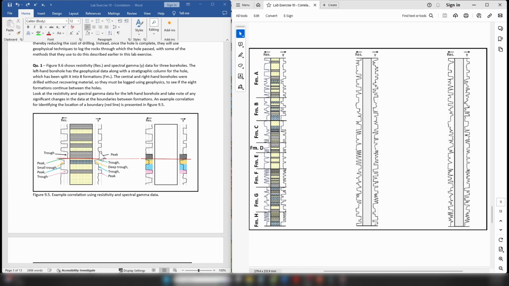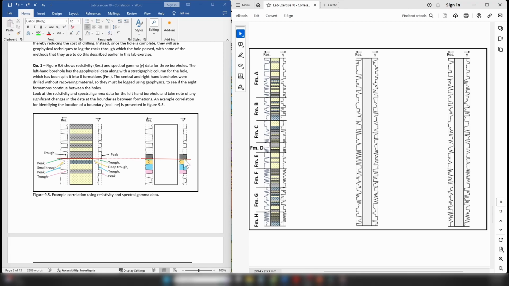And then when you're coming towards the boundary, you have this quite large peak, followed by a drop to kind of like an intermediate. And then we move into the limestone, and then we have the lowest amount of gamma ray production. So we're looking for a stepped decrease in the amount of gamma rays.